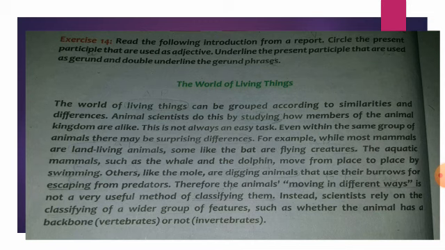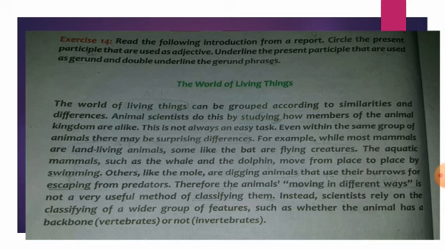Escaping is here gerund. Understand? Because, listen to me, it is gerund, it is a noun. Okay, burrows for escaping, it is a noun. And digging animals here, digging is defining the animals. Which kind of animal? Digging animals. So here the present participle is used as an adjective.